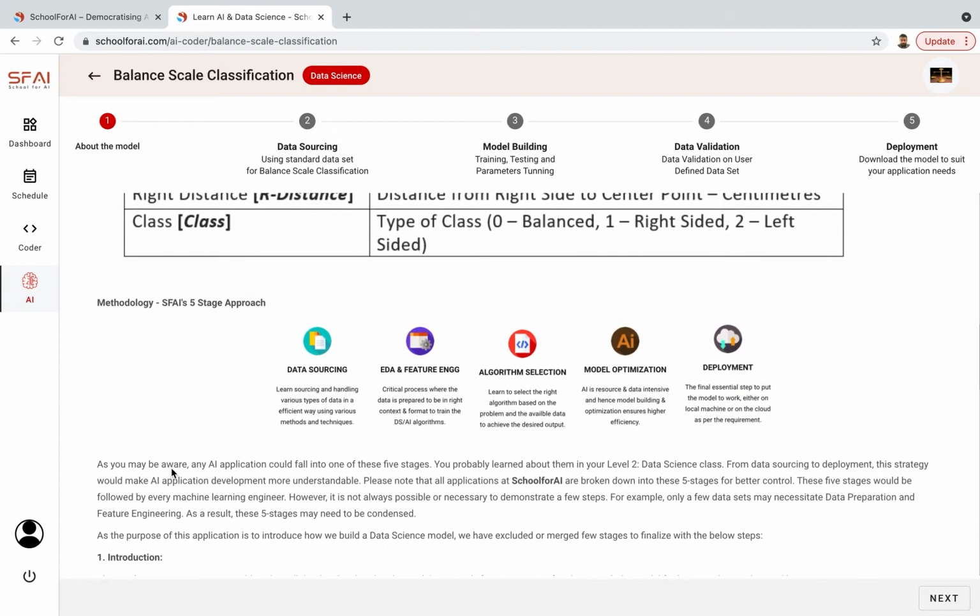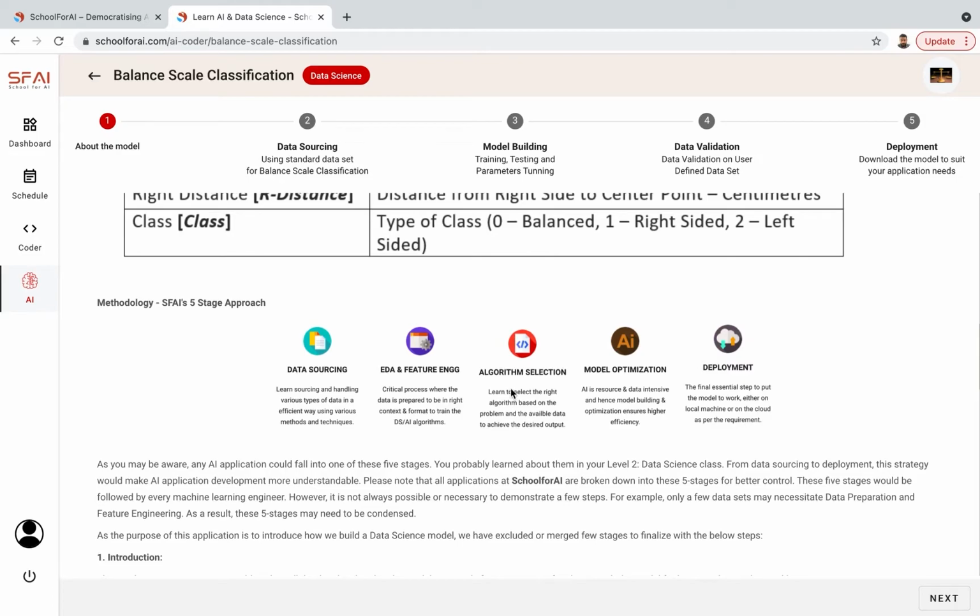We follow a 5-stage approach: data sourcing, where we are interested in finding out the source of the data, how to get the data, and the right form of data. All those things will be taken care of by data sourcing, followed by EDA and feature engineering. Here in the EDA, we have variables, interdependencies, cleaning, and then feature extraction, and eventually we would conduct the feature engineering so that the predictability power of the data set will be high.